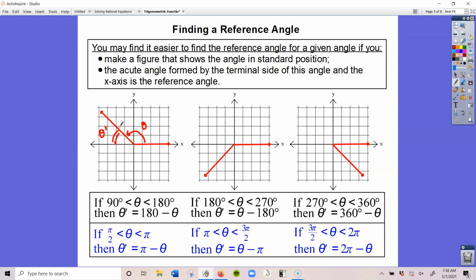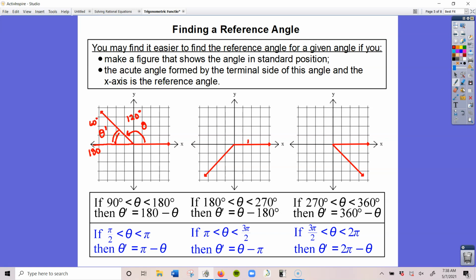So think about how we find that angle. Let's say this angle is 120 degrees. In order to find this acute angle, it's closest to the 180. So we would do 180 minus the 120 and we would get 60 degrees. And that would be our reference angle.